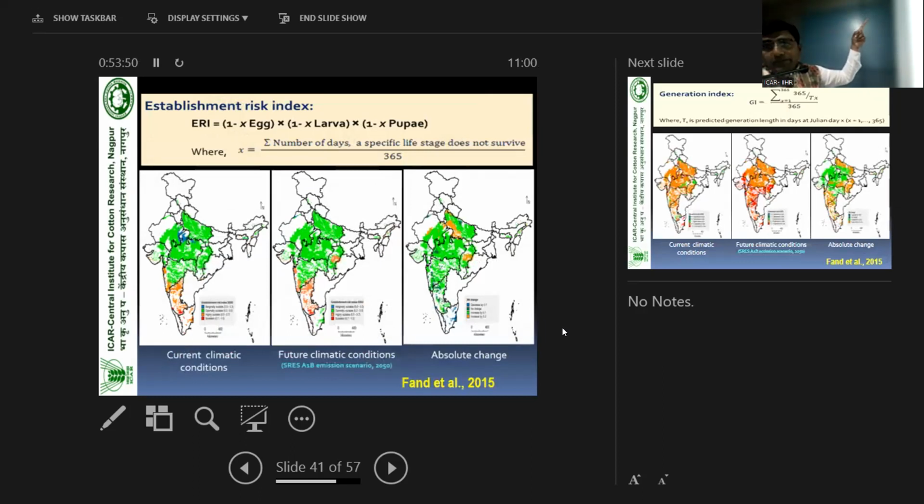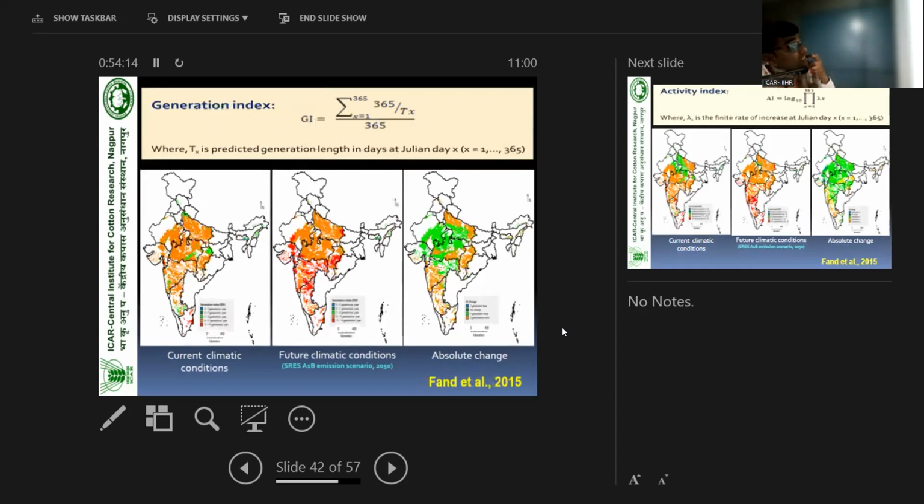Establishment risk means these are the areas, soybean growing areas, indicating the low to high risk of establishment. Green will be low, red will be high. Likewise, zoning, it is called agroecological zoning, and this is important in phytosanitary risk assessment also. Okay, what is the risk of establishment, medium to low or high, likewise.